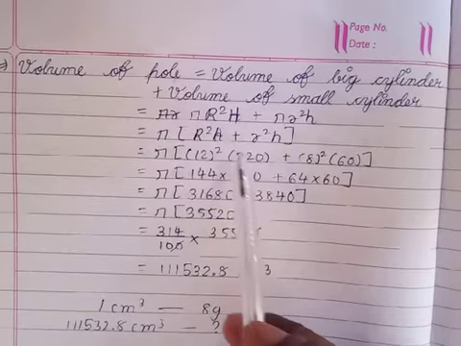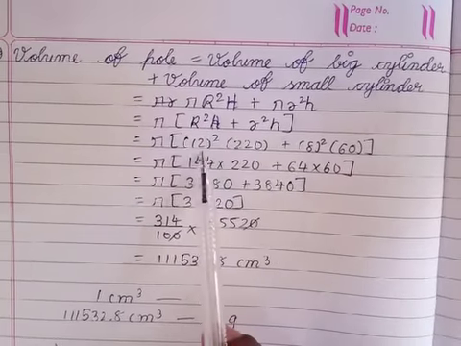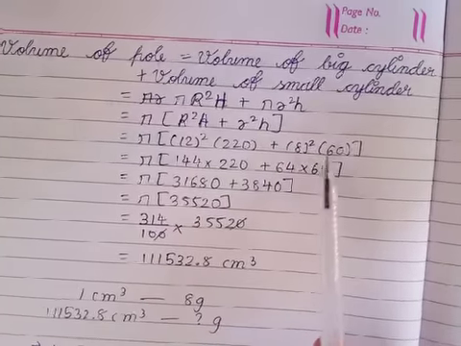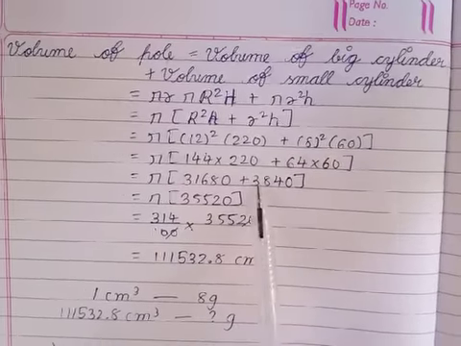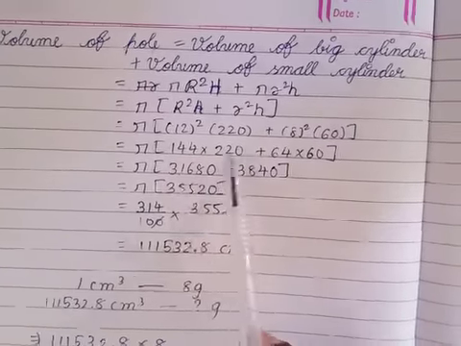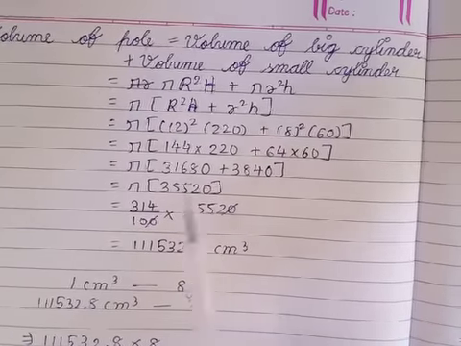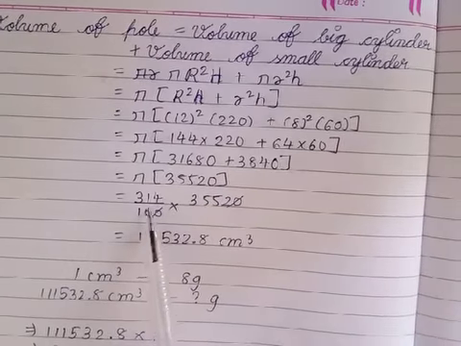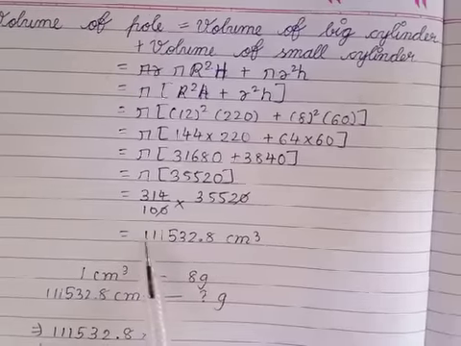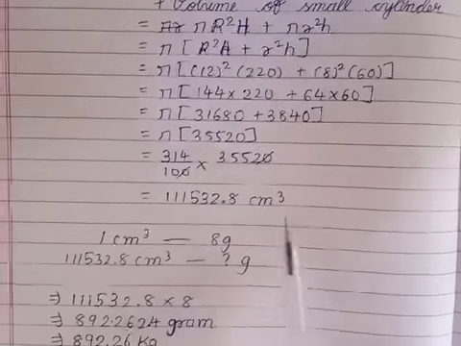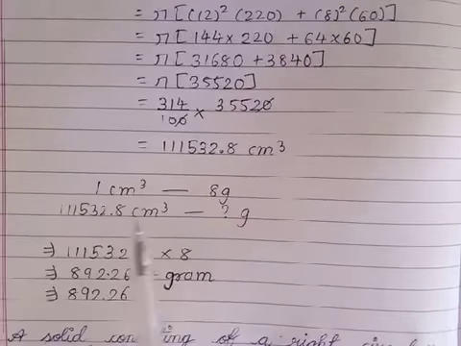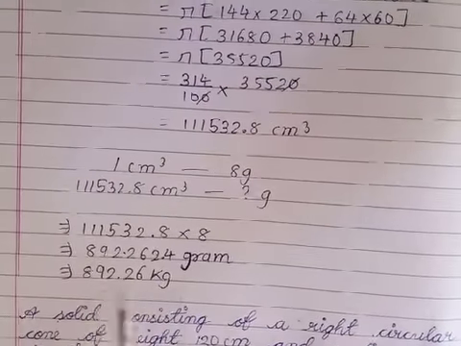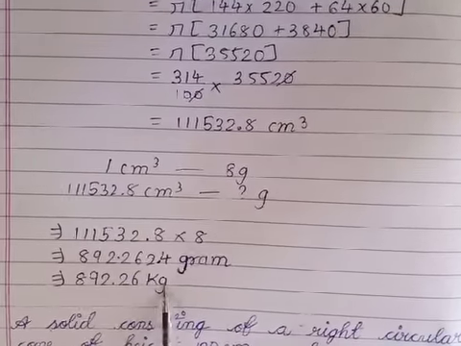Then we can take only common pi and substitute the values: r is 12, square, H is 220, plus r square, 8 square, into 60. If you multiply, you will get 3840, and if you multiply this, 31680. If you add it, we get pi into 35520. Pi is equal to 314 upon 100. The 0s cut, and if you simplify, you will get this. 1 cubic centimeter is equal to 8 grams. So this much centimeter cube is there, how many gram will be there? Just multiply with 8, so you will get 892.26 kg.